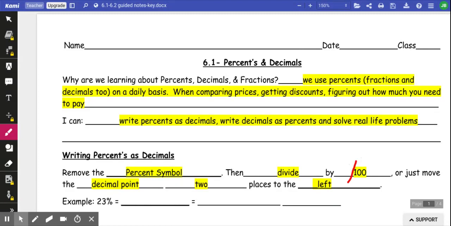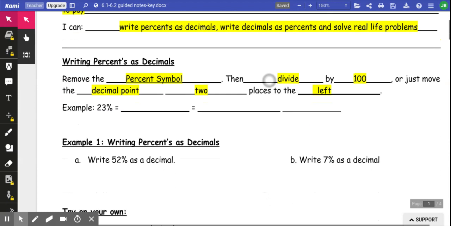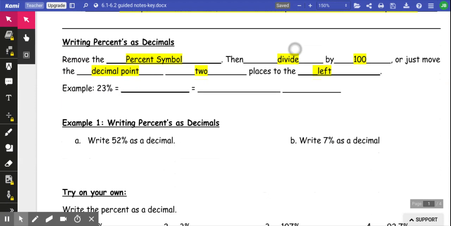All right. We've done this before, you did this last year. One thing I really want to focus on is how do we write a percent as a decimal? So the first thing we want to do is remove the percent symbol. Then we are dividing by 100, or we are moving the decimal point 2 places to the left. That's really important to remember, that you are moving it to the left when you're going from a percent to a decimal. So for example, we have 23% here.